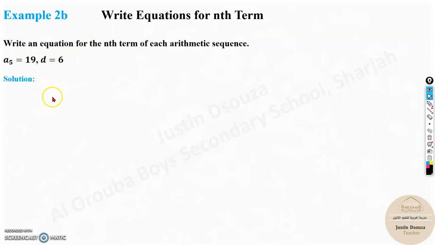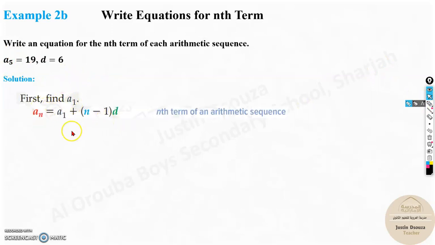So what does this mean? That means first you need to find a1, the first term. How do we do this? a5 is basically, let's write the formula first. Find a1. See, this is the formula, right? a5 is an basically. If n is 5, what is the answer? 19. So substitute this as 19. Then a1 is unknown, n is 5, and d is 6. Substitute everything and now simplify and solve for a1.